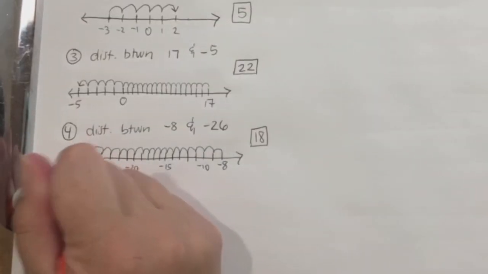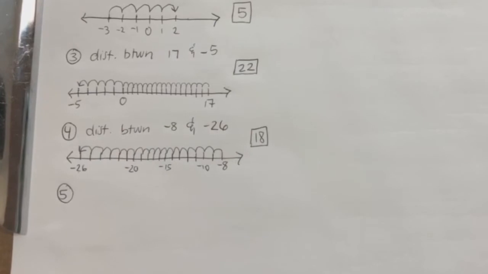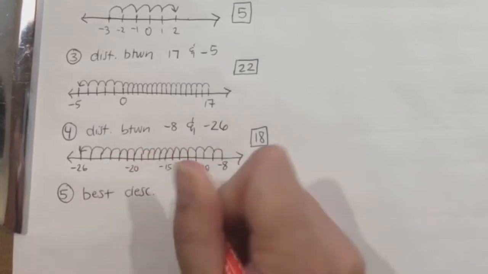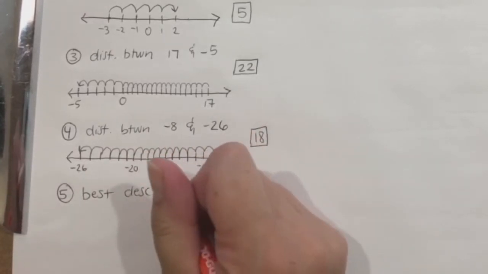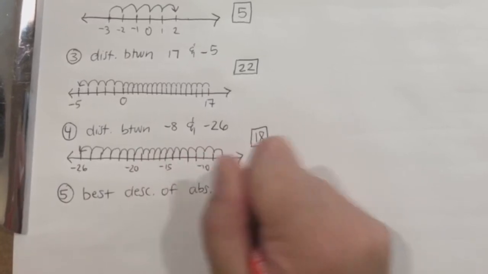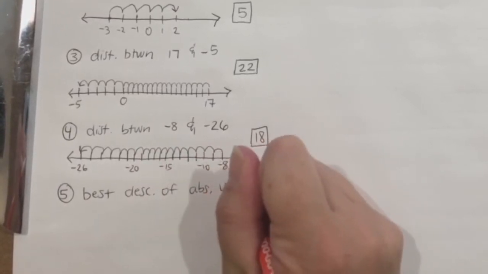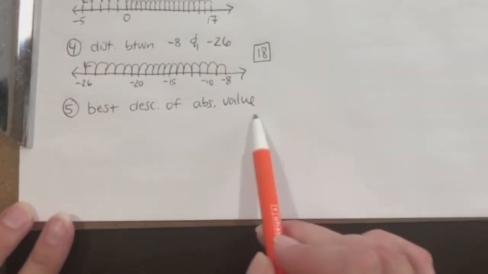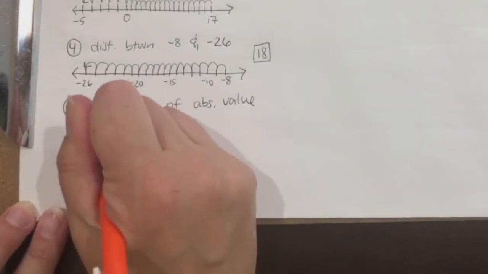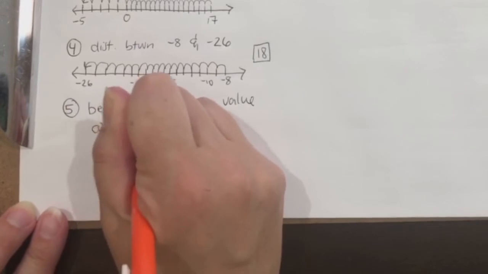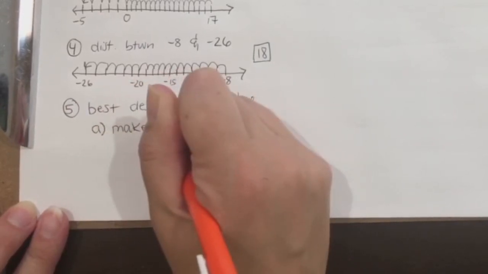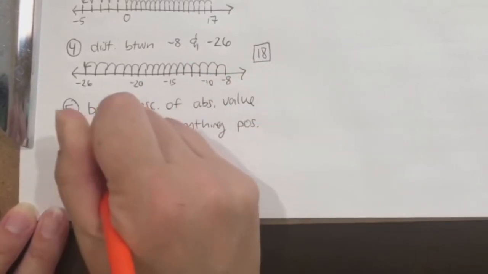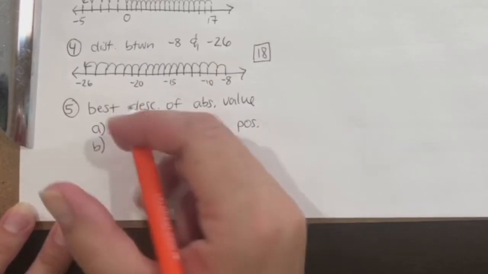All right, number 5. Which is the best description of absolute value? So best description of absolute value, I'll just put desc for description and abs for absolute value. Remember, I'm just trying to shorten it so I don't have to write as much. Best description of absolute value. And we've got some options here. A says makes everything positive. B says changes the sign on everything.